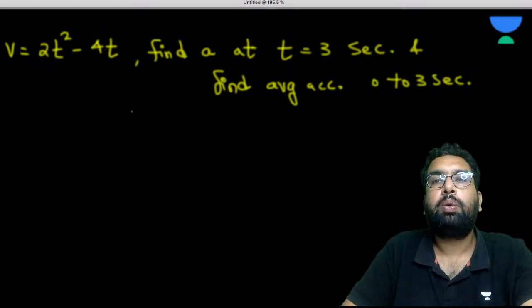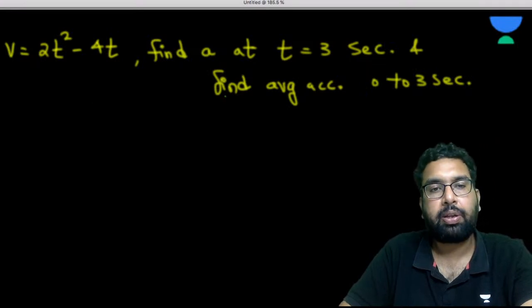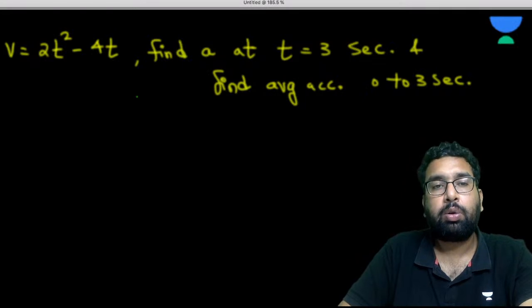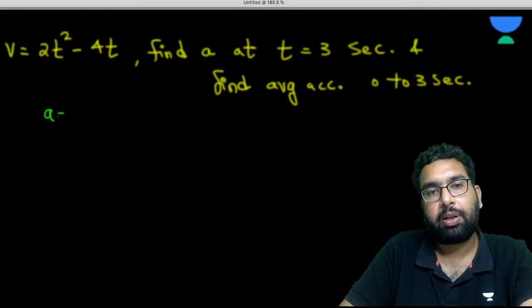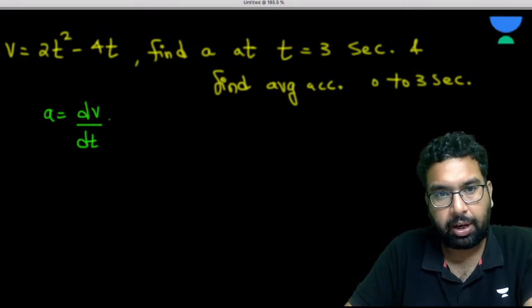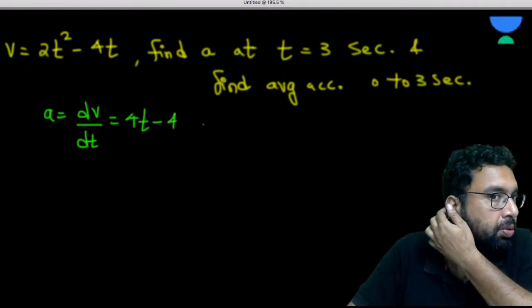So v is equal to 2t square minus 4t. Find acceleration at t is equal to 3 seconds and find average acceleration between 0 to 3 seconds. So how can we do it, beta? Very simple, sir. When we differentiate the velocity with respect to time, we are going to get the acceleration. So this is going to be 4t minus 4.